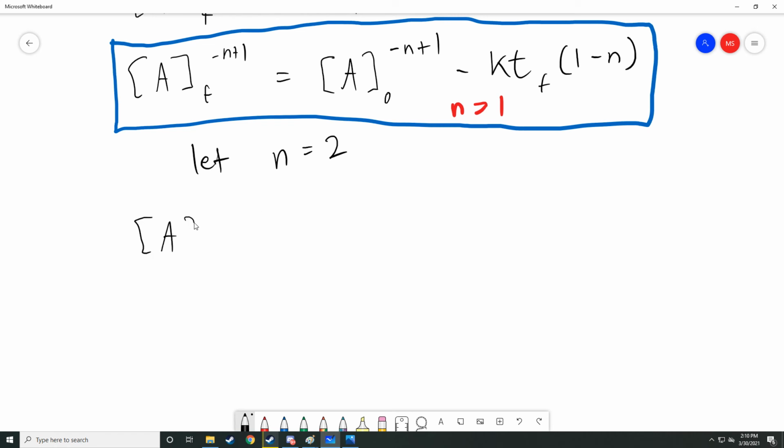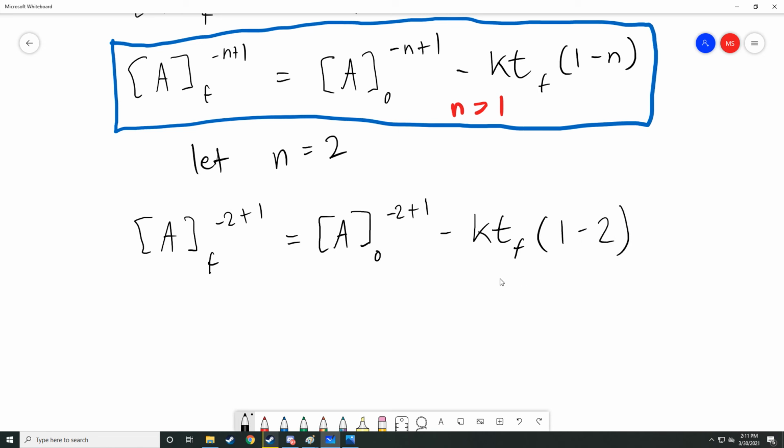So we get a final to the negative 2 plus 1 is equal to a initial to the negative 2 plus 1 minus k t final times 1, and we're subtracting 2. Minus 2. Okay, so what do we get here? Well, negative 2 plus 1 is negative 1. So this is going to be a final to the negative 1 power, which is the same as 1 over a final, which is equal to, same argument for this term, 1 over a initial.